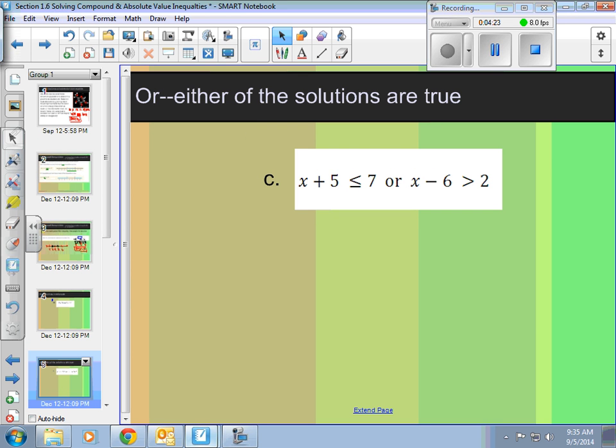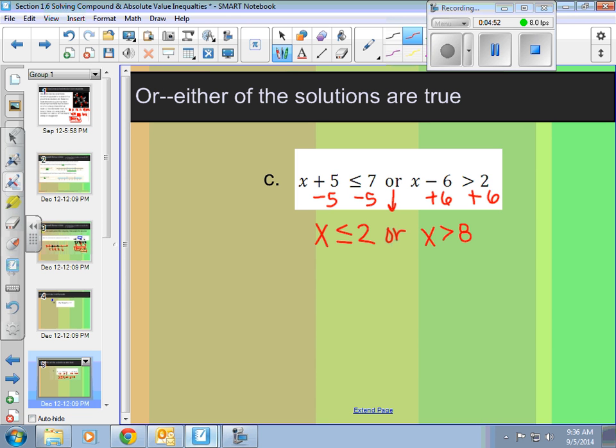All right, now we're going to go ahead and look at an or. In order to look at an or, there are two inequalities here, so we're just going to solve both of them and then graph them. It says x plus 5 is less than or equal to 7, so I subtract 5 from both sides. So x is less than or equal to 2, just keeping this word or. If I solve the other one, add 6 to both sides, x is greater than 8. So x is less than or equal to 2, or x is greater than 8. There is my solution, but now we need to go ahead and graph it.